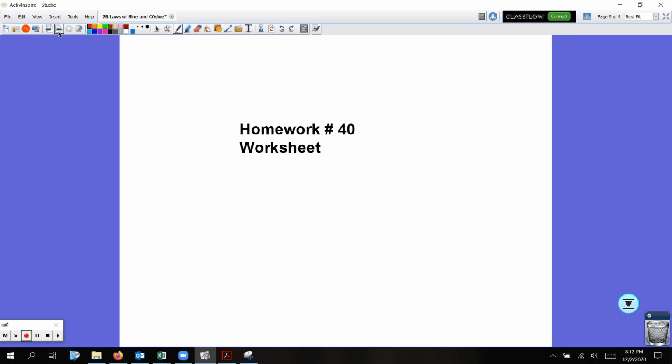But here is your homework for tonight. Assignment number 40. It's a worksheet. You'll be practicing both methods, laws of sine and the laws of cosine. This is a little hefty. There are a total of 24 problems on here.